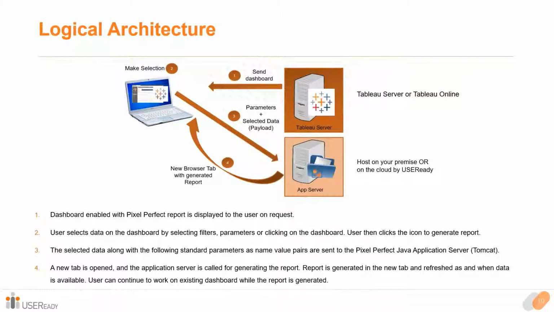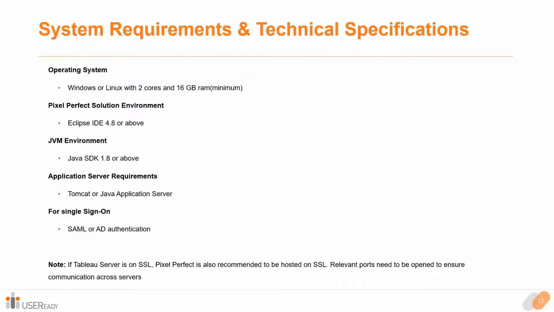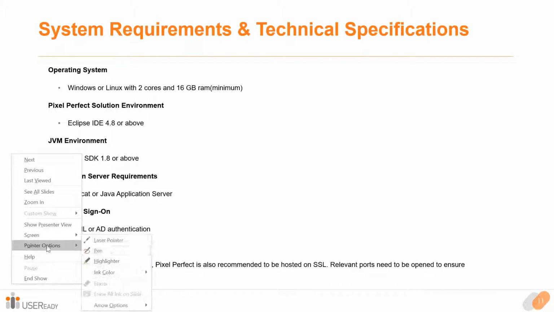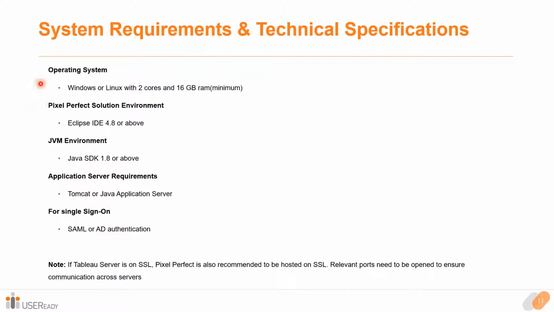In terms of system requirements and technical specifications, for Pixel Perfect to be enabled, you would need a Windows or Linux box with 2 cores and 16 GB of RAM. Obviously, these are the requirements for Pixel Perfect on demand. For Pixel Perfect on server, the configurations have to be beefed up a bit depending on the number of users and the payload data coming in.